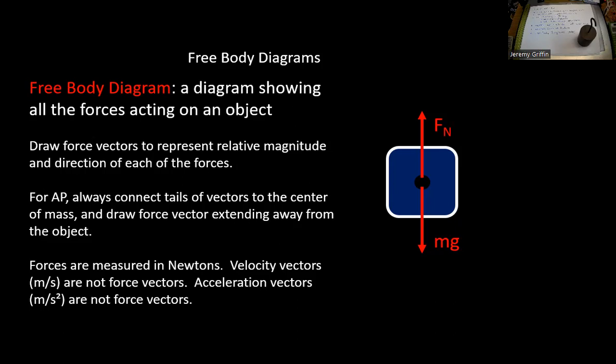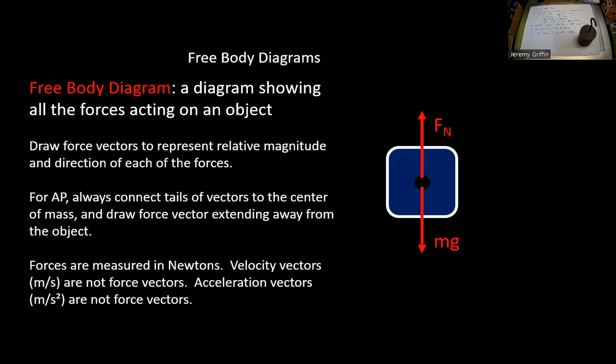Now, sometimes I'll draw a directional arrow to indicate velocity, only because something like friction force or drag force always opposes the direction of motion. So you might want to know the direction of motion for context. But besides that, I only care about force vectors. And forces are measured in newtons. Okay, you guys got that?